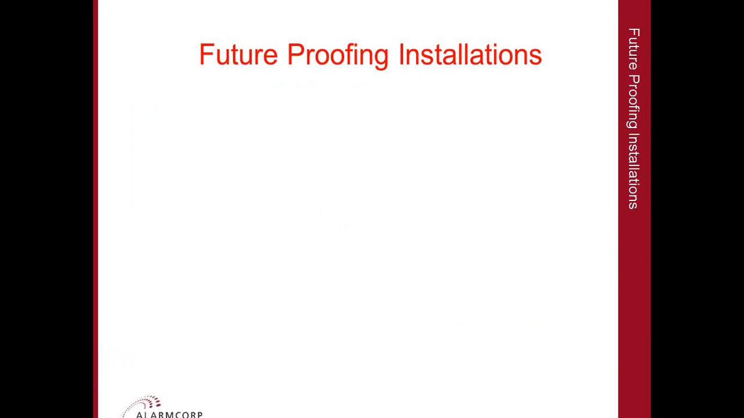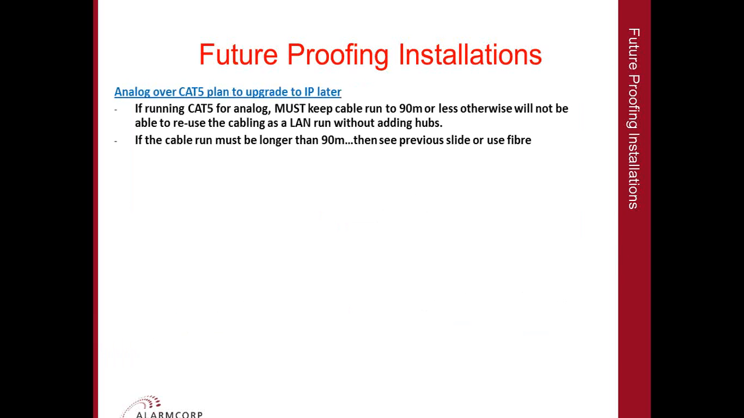Now, what happens if we decide to install Cat5 or Cat6 to begin with? And we want to run analog video initially, and we want to upgrade to video over IP later. Now, this is where things get a bit more complicated. We know that with analog video transmission over Cat5, if we use active receivers, we can go several hundred meters. However, if we want to upgrade that cable to IP cameras at a later date, we must keep the cable to less than 90 meters, because that is the maximum cable run we can have in an Ethernet network. Otherwise, you will need to add hubs at a later date.